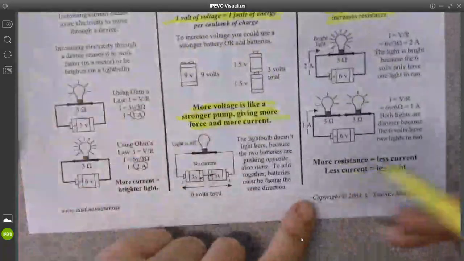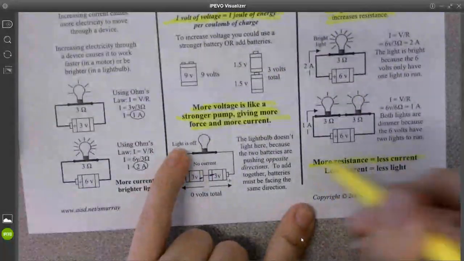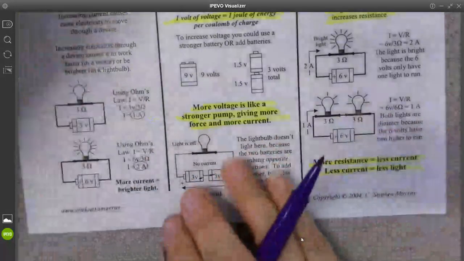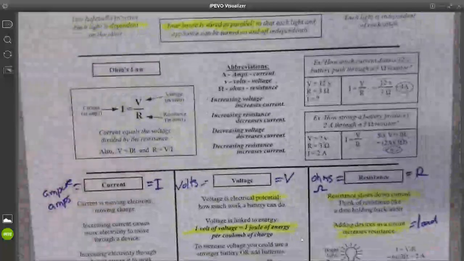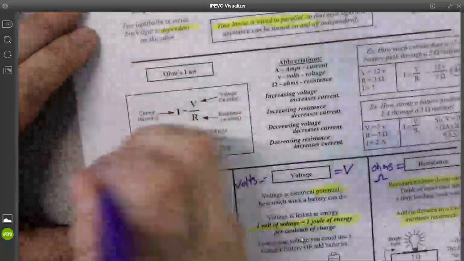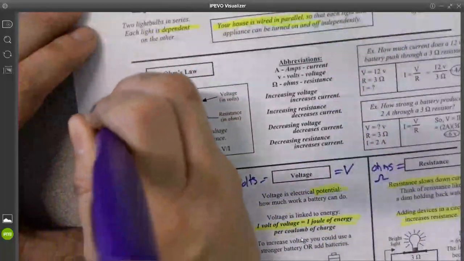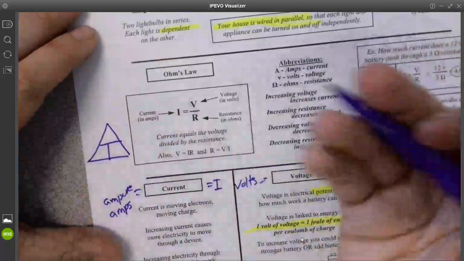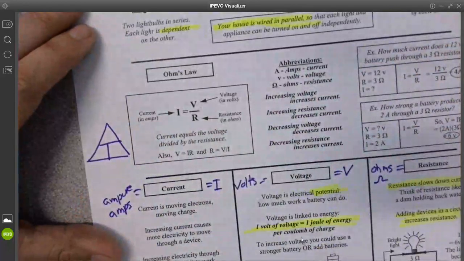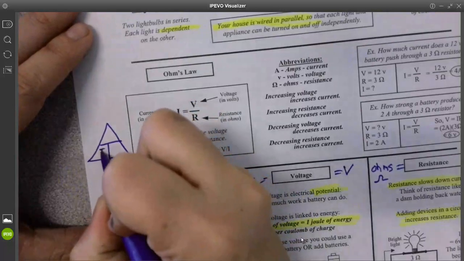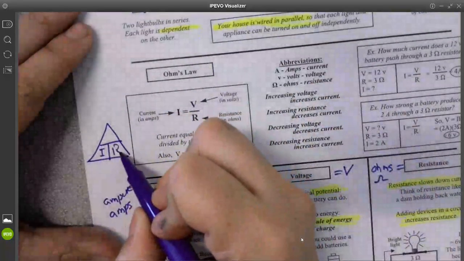Right down here at the bottom, more resistance equals less current equals less light. All right, so our last review was of Ohm's law. If you are not the best at remembering your algebraic equations, you can simply draw out your triangle. We've had several of these for Q equals mc delta T or for F equals ma.